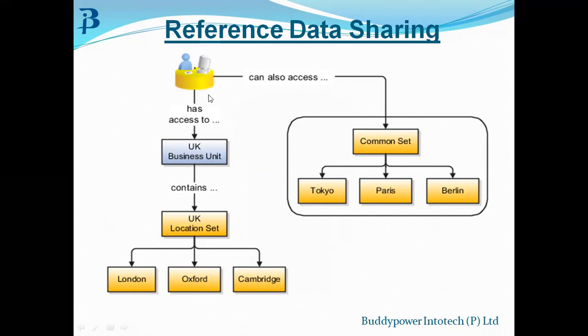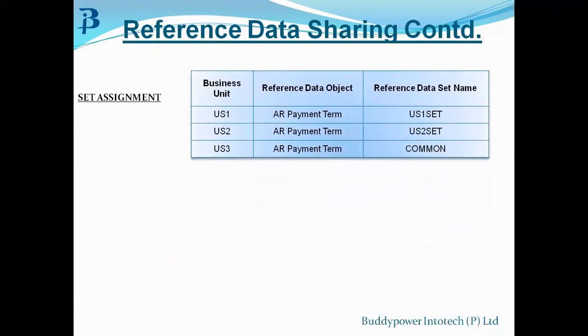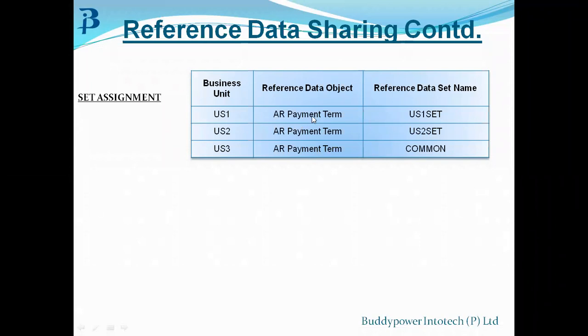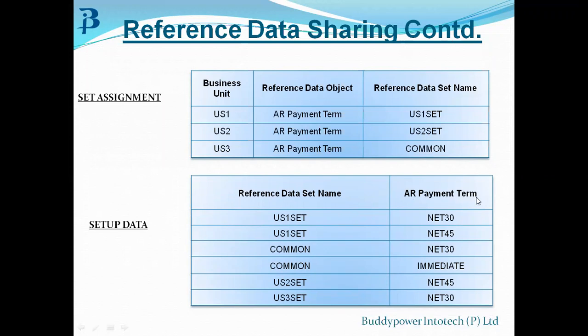So this is what reference data sharing is, ma'am. I'll give you another example to make this more clear. This is a set assignment. For example, there are three BUs named US1, US2, US3. Here the reference data object is the accounts receivable payment term. You have the reference data set names as US1 set, US2 set, and for US3 you have set it as common. This is a reference data set given to three business units.